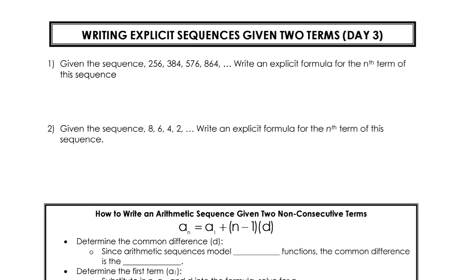All right, guys, we're on Unit 7. This is day 3, and we're going to write explicit sequences given two terms. And it sounds like we've already done that, but the terms we're going to be given today are not consecutive like they are in question number 1 and question number 2 right here.